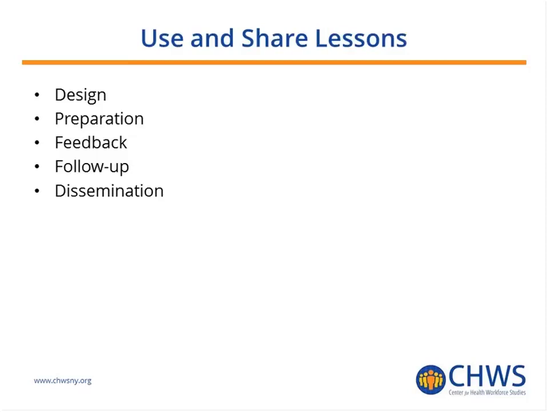Following up on those lessons learned, is there anything that comes out of this, any next steps that we need to consider? And then finally, dissemination, and I think that's a place where we often fall down the most. We might think about designing and understanding the lessons learned and getting prepared for change and some feedback internally, but we don't always disseminate those results.